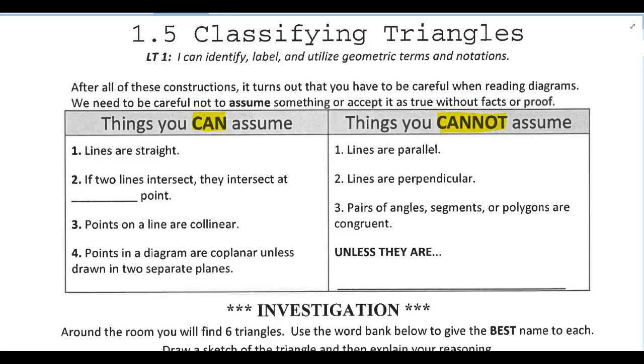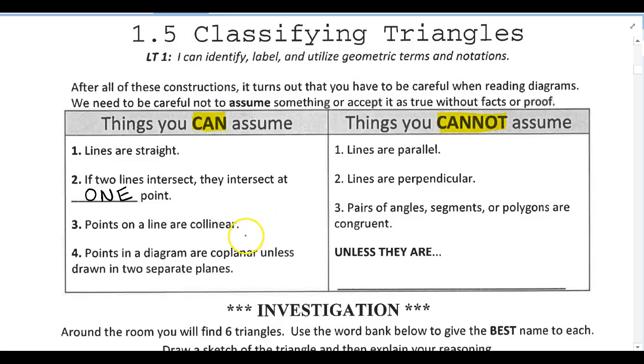And a lot of these seem like they're pretty common sense, so that usually helps. Alright, then number 2, if two lines intersect, then they intersect at one point. Okay, so if you see two lines intersecting, you can assume that the spot where they intersect is one point. Points on a line are collinear.